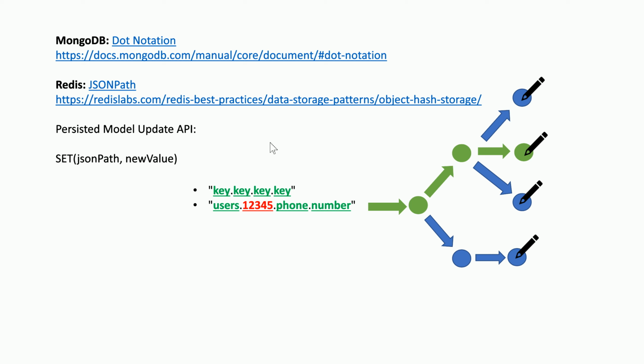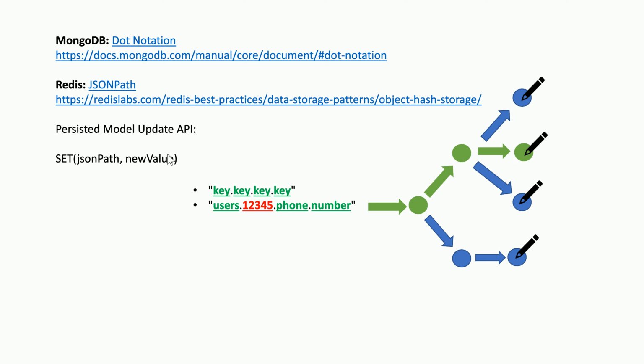Here's an example of that principle at work in Mongo and Redis. Now, Mongo and Redis have a very similar concept to each other. They just give it different names. Mongo calls this concept dot notation, and Redis calls it JSON path. And they're basically these strings that describe how to navigate from the root of an object to anywhere in that object, for the purpose of updating it.